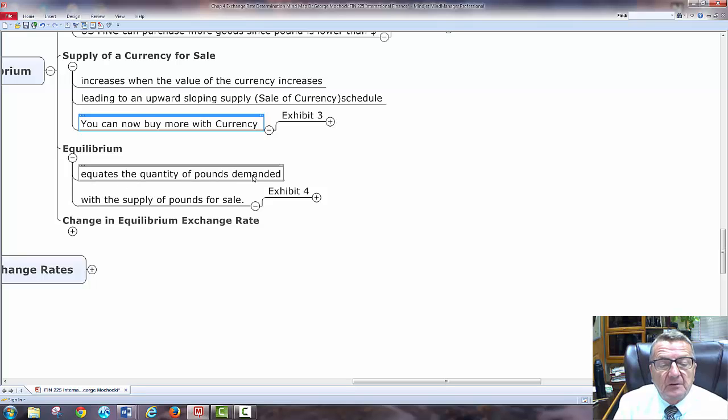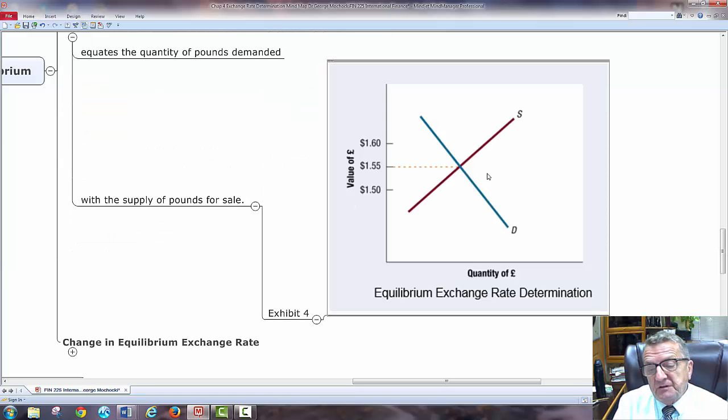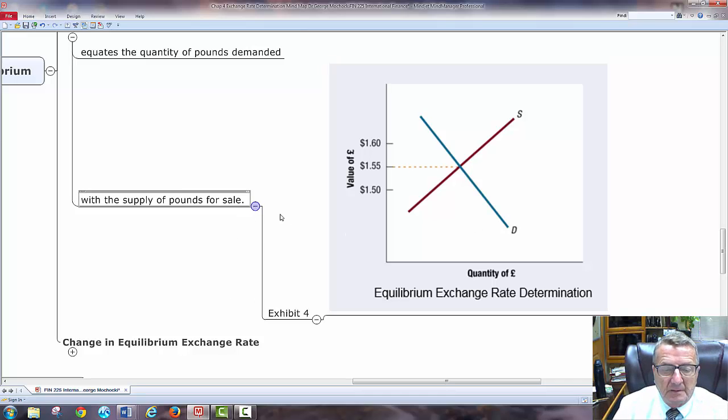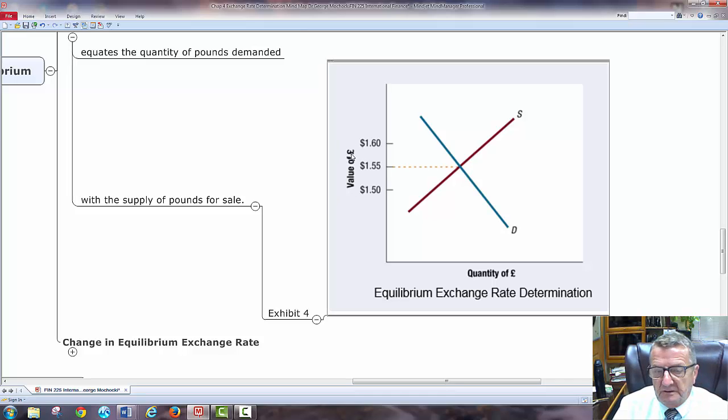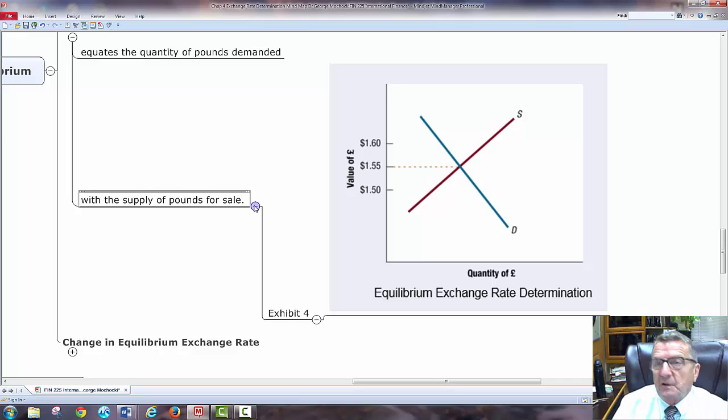It equates the quantity of pounds demanded with the supply of pounds for sale. No problem. Same thing you have. So this is what you would call your equilibrium exchange rate determination. If I look at the equilibrium price or equilibrium exchange rate, how much demand for it, how much supply, so it moves, and this is the price, $1.55 in this case here. Okay, for the British pound, a pound.